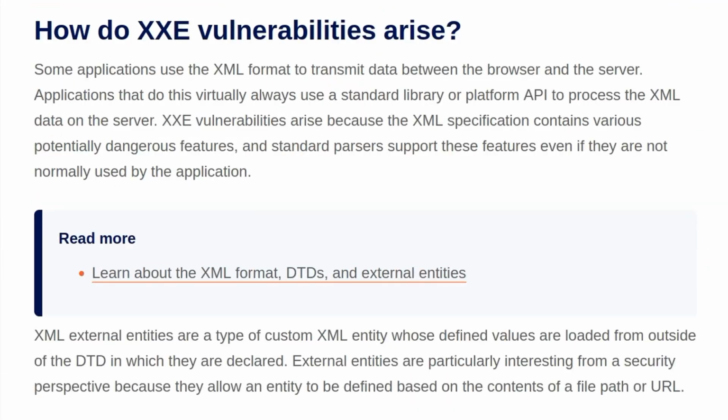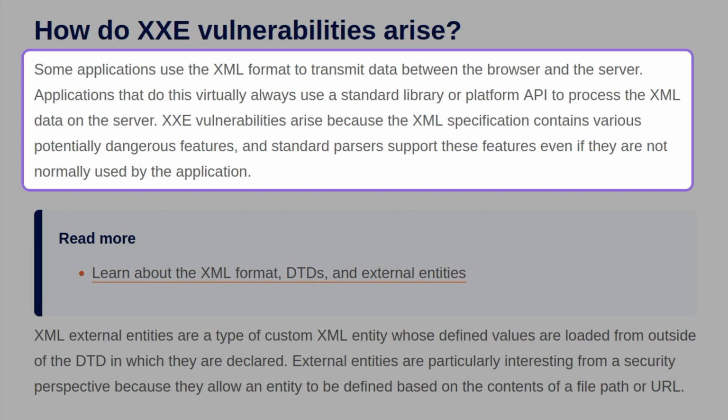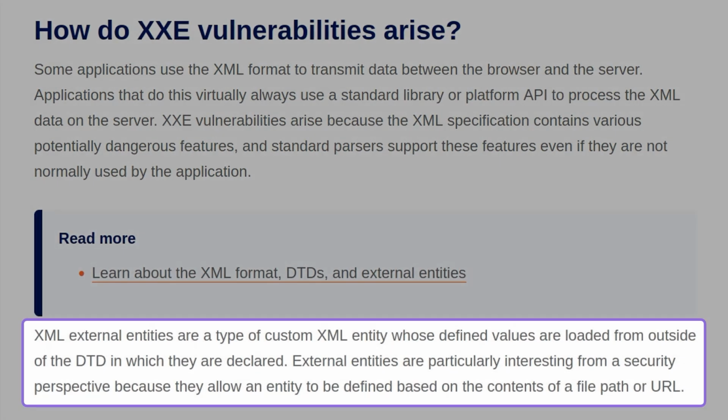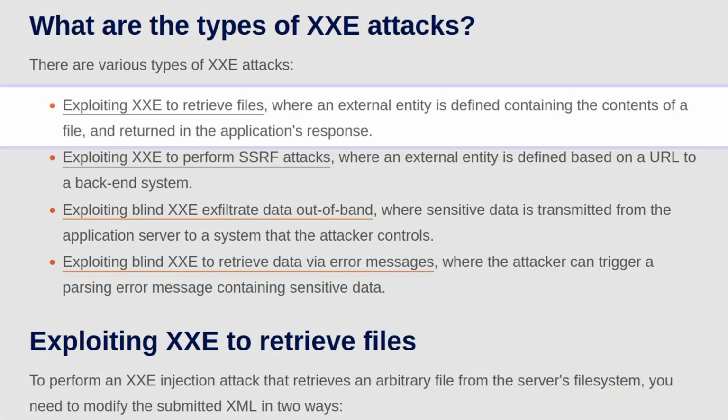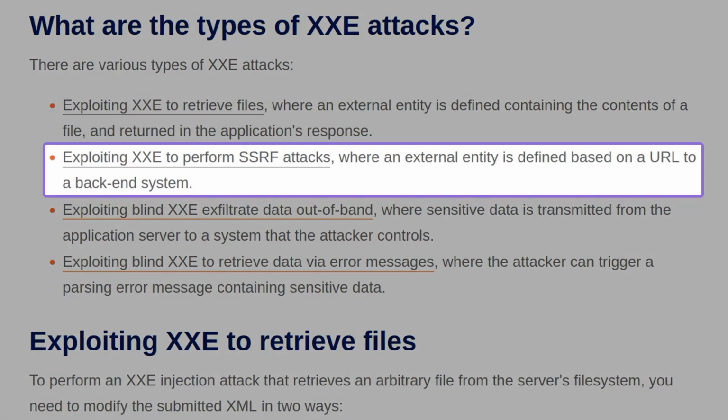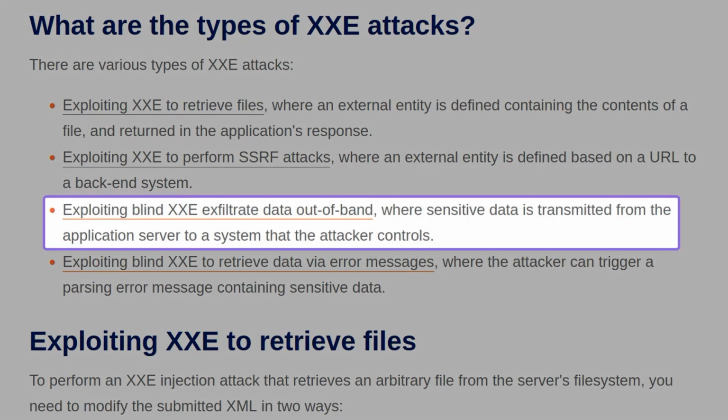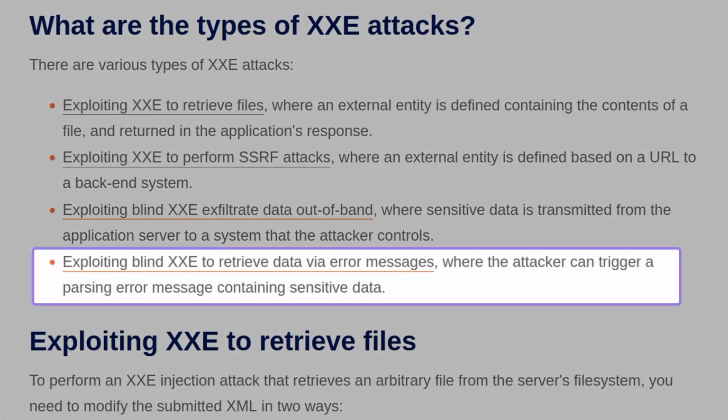So how do XXE vulnerabilities arise? Well, the XML specification contains various potentially dangerous features which standard parsers support even if they're not normally used by the application. XML external entities pose a particular security risk as they allow an entity to be defined based on the contents of a file or URL. Attackers may exploit XXE vulnerabilities to retrieve files, perform SSRF attacks, exfiltrate data out of band, or exfiltrate data via error messages.